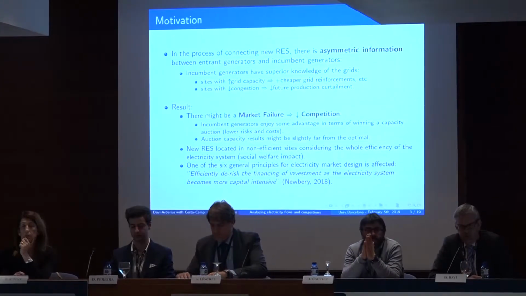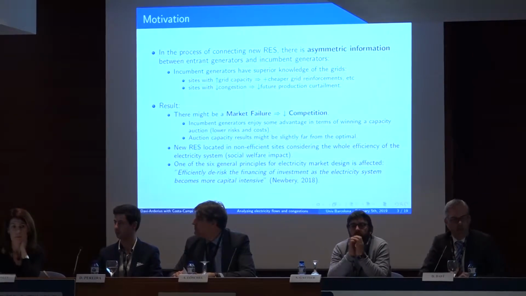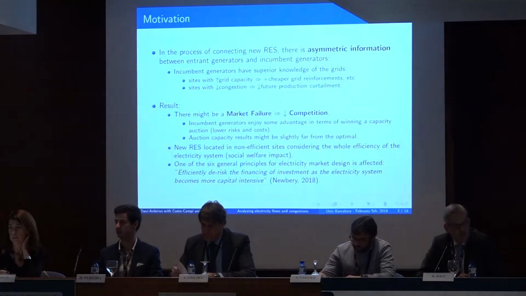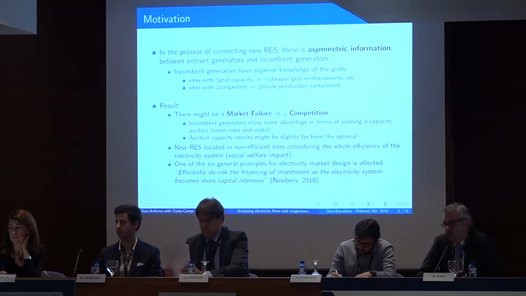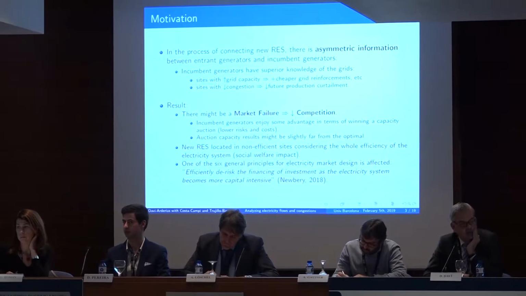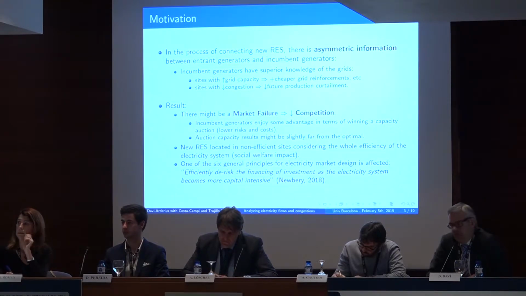Then, this is the motivation of this paper. So in the process of connecting this new production, which is a lot of capacity, there is an asymmetric information between incumbent generators, that is producers that have their own plants operating in the grids, and entrant generators that want to enter the grid to connect their new plants, especially in two main issues. On one side, who is connected in the grid has better knowledge about the capacity of the grid, and better knowledge about potential congestions in the grid.